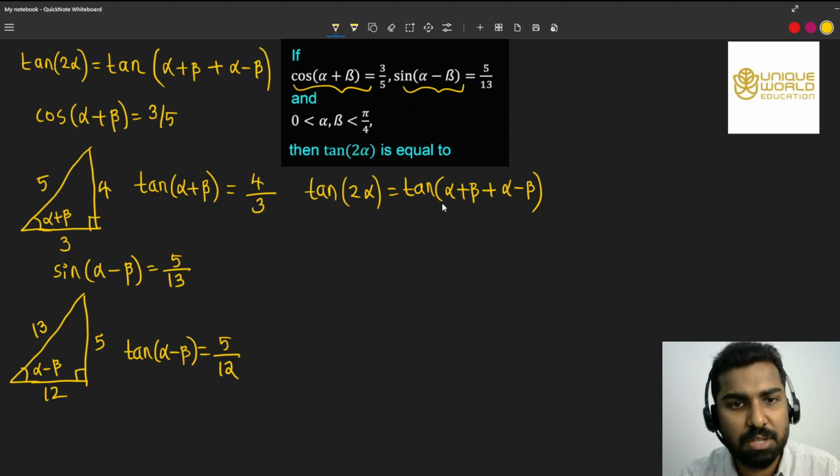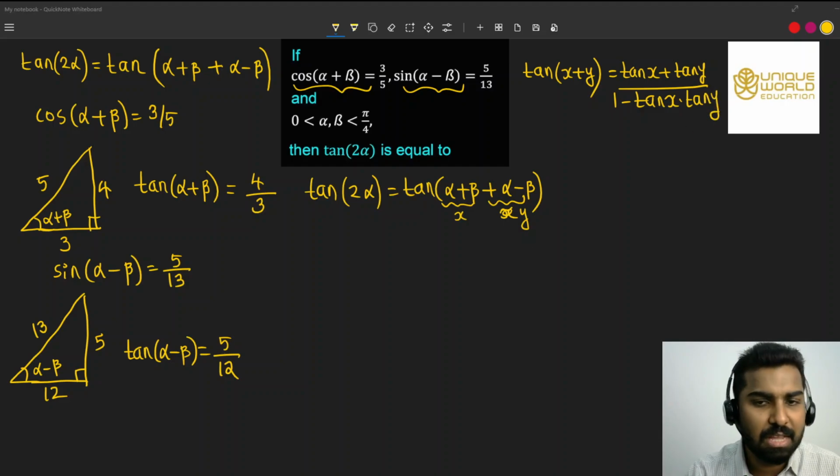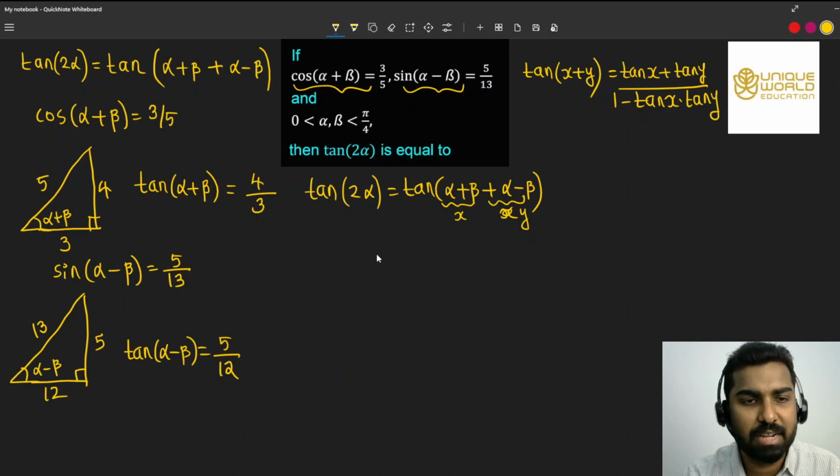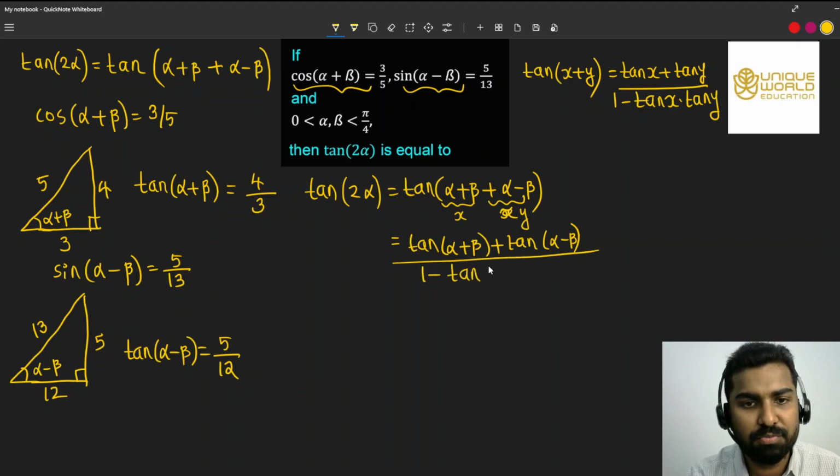So you have to consider this as your x, and this as your y. For tan of x plus y, we have a standard formula: tan of x plus y equals tan x plus tan y divided by 1 minus tan x multiplied with tan y. If I substitute all these values in the given expression, this equation will become tan of x, where x is alpha plus beta, so tan of alpha plus beta plus tan of alpha minus beta, whole divided by 1 minus tan of alpha plus beta into tan of alpha minus beta.